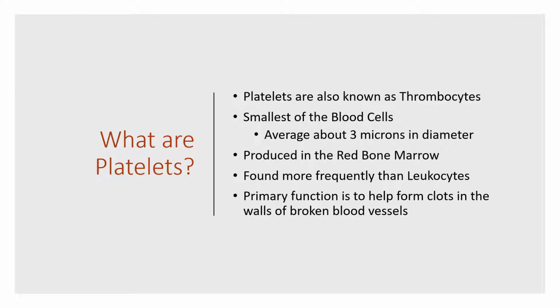Now, what are platelets? Platelets we know as thrombocytes. Another word for platelets is thrombocytes. They're the smallest of the blood cells, and they average about 3 microns in diameter. We also find that they're produced in the red bone marrow. They're found more frequently than leukocytes, but their primary function is to help form clots in the walls of broken blood vessels.